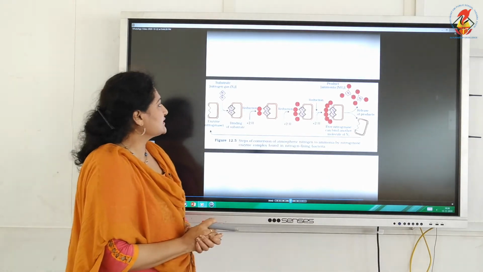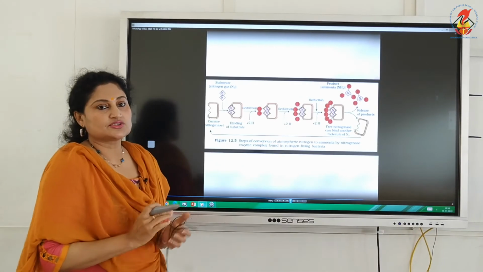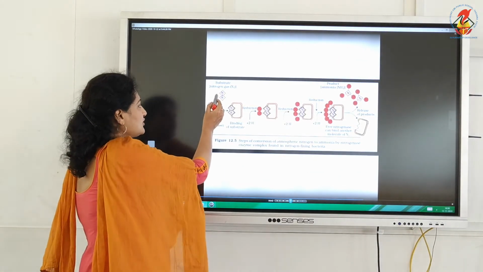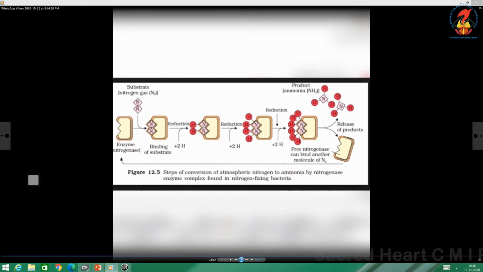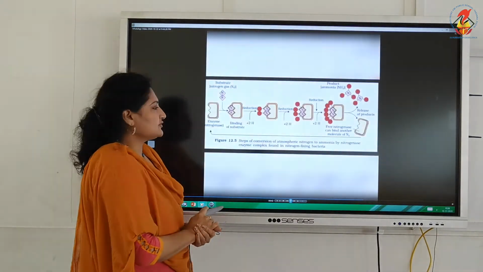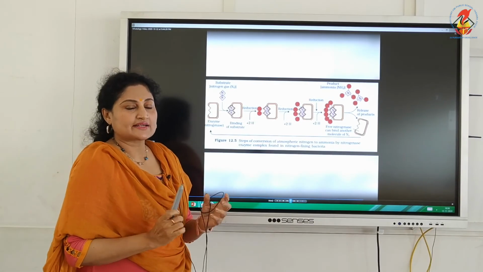Now, nitrogen gas is two nitrogen atoms connected together with a triple bond. So now we are going to see first this nitrogen gas available in the atmosphere fits into the active site of the nitrogenase enzyme. See, the second structure indicates the binding, that is, the formation of the enzyme substrate complex. So here we see nitrogenase is bound with the substrate nitrogen, and remember, nitrogen is two atoms connected with a triple bond.